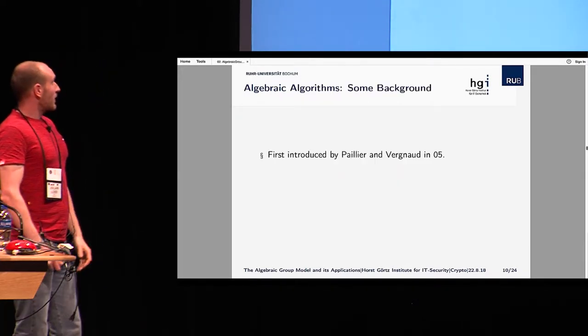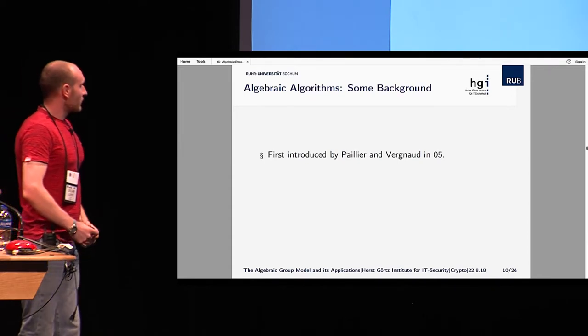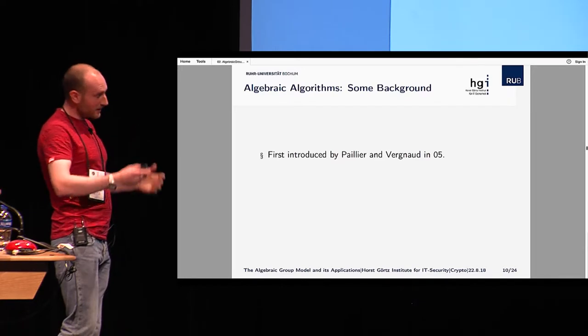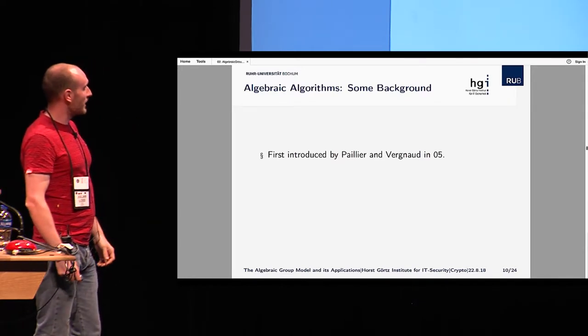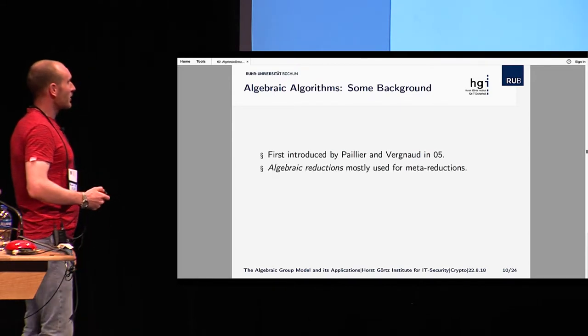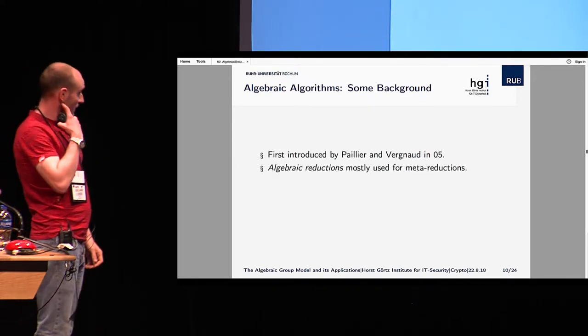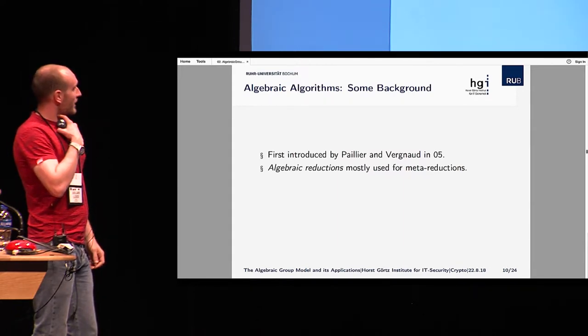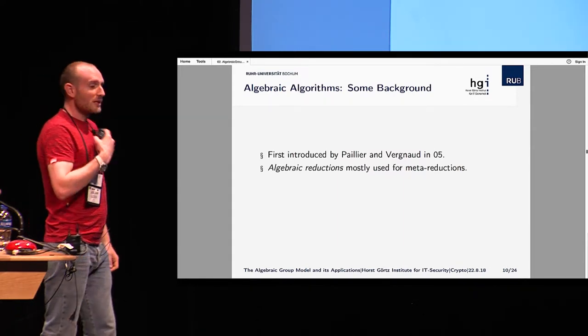Okay, so here's some background on algebraic algorithms. They were first introduced in the formalization, or vaguely the same formalization that I just showed you, by Paillier and Vergnaud in 2005. And so they're actually a very well-studied class of algorithms. So far, however, they have been used mostly to derive impossibility results.